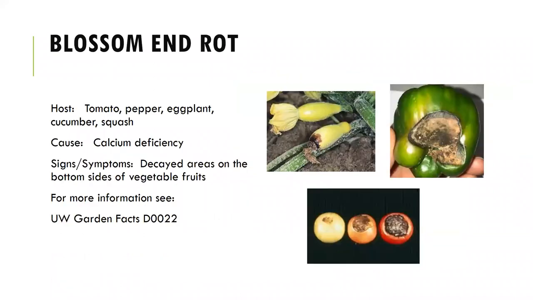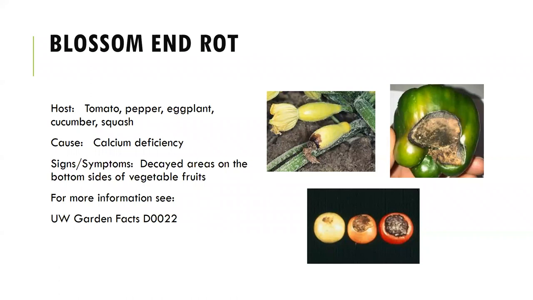Up next is blossom end rot. This is a really, really common one. You've probably seen it in your garden, or maybe your neighbor's garden. This is one of the number one issues I get contacted about during the season. I'm sure Tom would agree with gardener SOS.